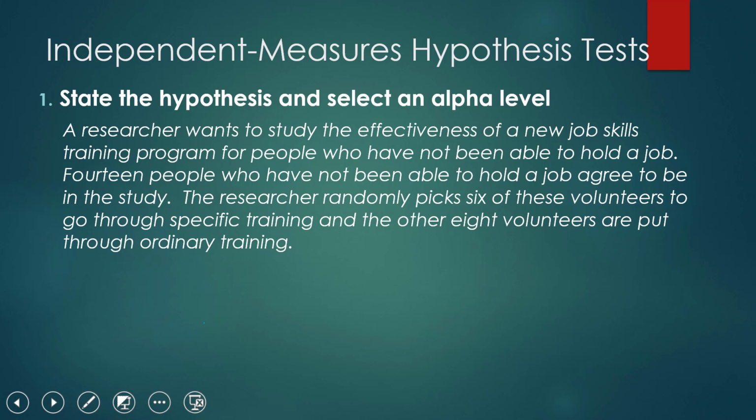The study states that a researcher wants to study the effectiveness of a new job skills training program for people who have not been able to hold a job. 14 people who have not been able to hold a job agree to be in the study. The researcher randomly picks 6 of these individuals to put through specific training, and the other 8 volunteers are put through ordinary training. So in terms of our hypothesis, we need to state what this hypothesis would be.